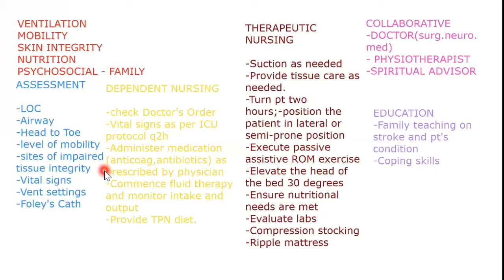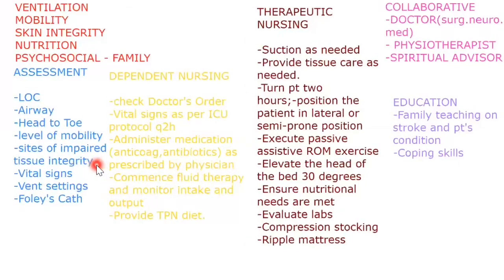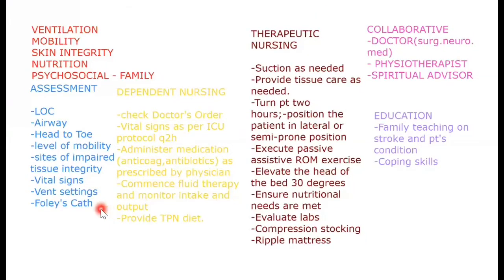We want to look for sites of impaired tissue integrity, paying attention to the sites of surgical incision, his trach, and we know that he is more susceptible and at risk for impaired tissue integrity because he is unable to move. We want to assess his vital signs. We also want to know that the patient has an 18 French Foley catheter in, so cath care must be done in addition to meeting the patient's hygienic needs.